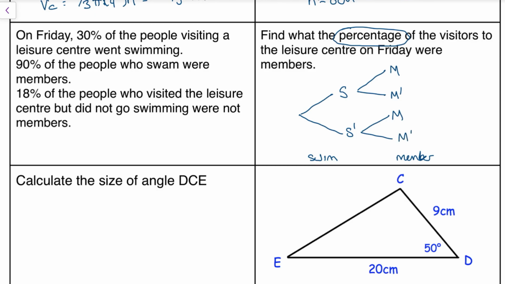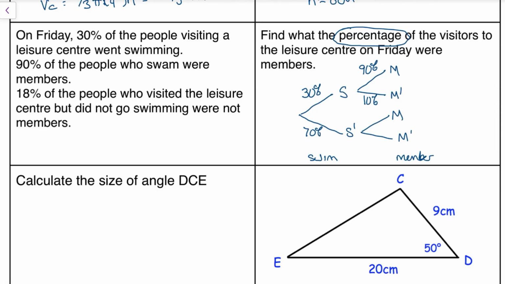And let's think about what percentages I've got. So on Friday, 30% of the people visiting a leisure centre went swimming. So therefore I know this number here is 30%, which means this number here must be 70%. So far so good. Of those that swam, 90% of them were members. So I'm going to write down 90% here, which means that's 10%.